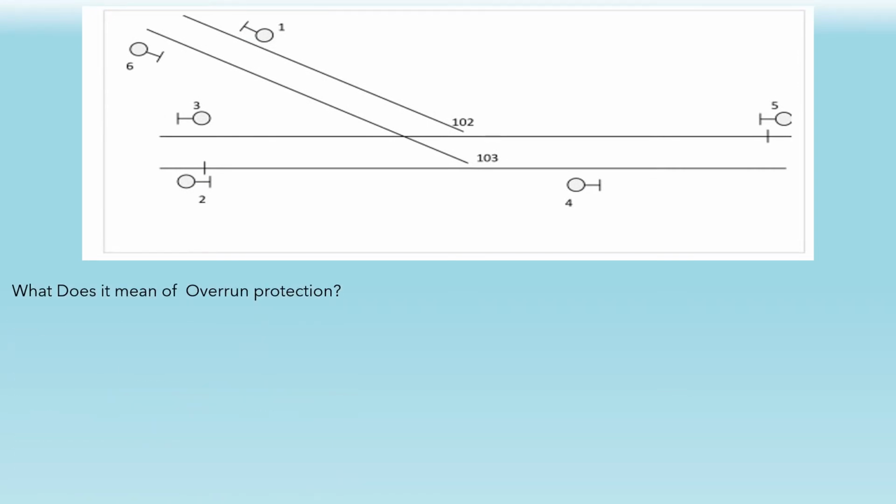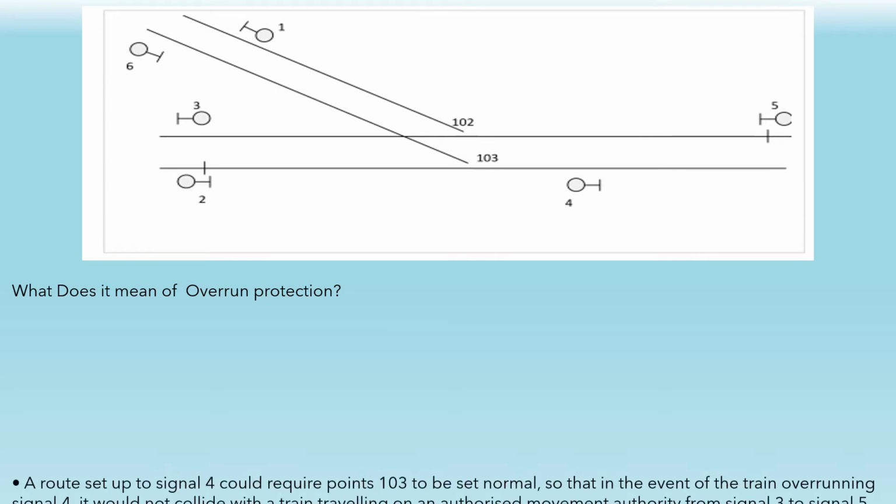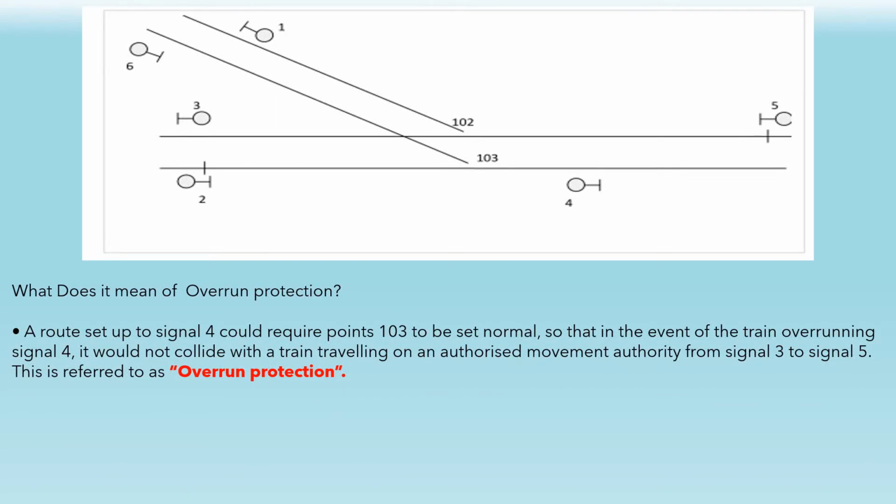What does it mean of overrun protection? A route set up to signal 4 could require point 103 to be set normal, so that in the event of the train overrunning signal 4, it would not collide with a train traveling on an authorized movement authority from signal 3 to signal 5. This is referred to as overrun protection.